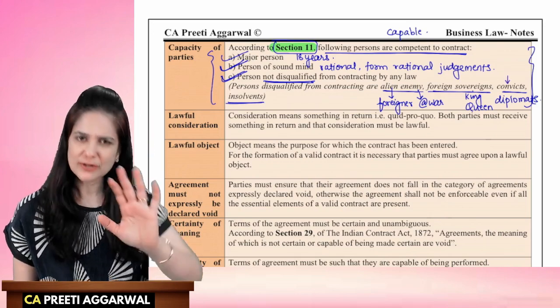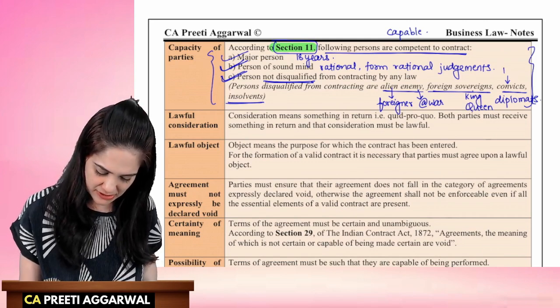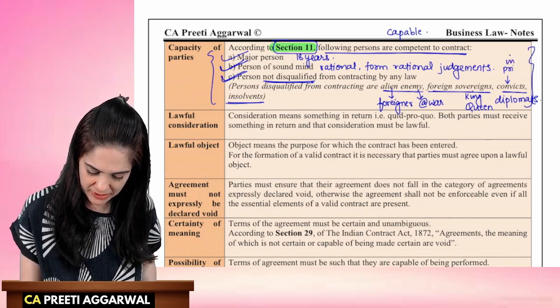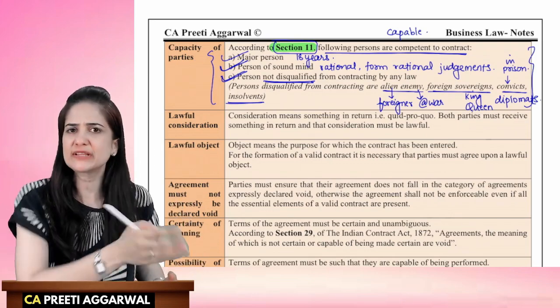Convict, but they do enter into contracts. I will discuss in detail. Let us proceed first. Convict means a person who is in prison. Now, a person who is in prison cannot enter into contract because he's not capable of fulfilling the contracts.